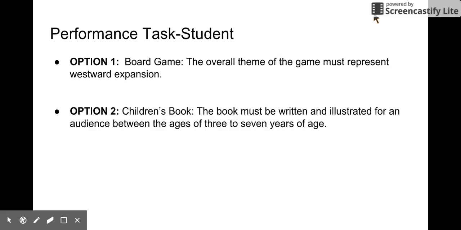For our Westward Expansion PBA, we allowed the children to have a choice. They could make a game board where they were showing how Westward Expansion impacted individuals, or they could write a book. Either of those were fine options. However, both were written in explicit detail, so the children knew exactly what they must include.